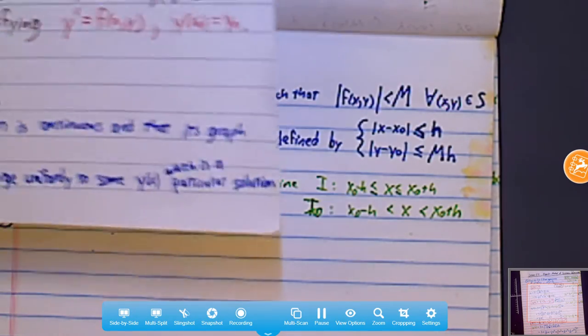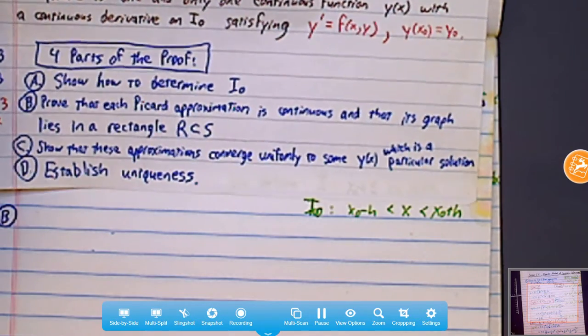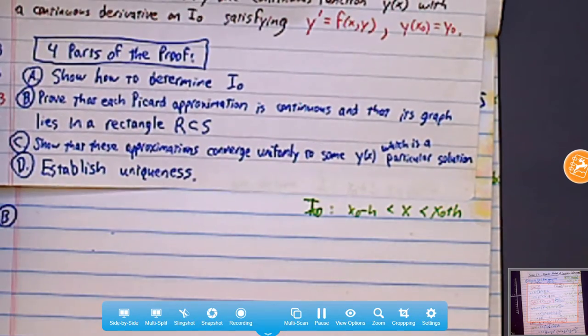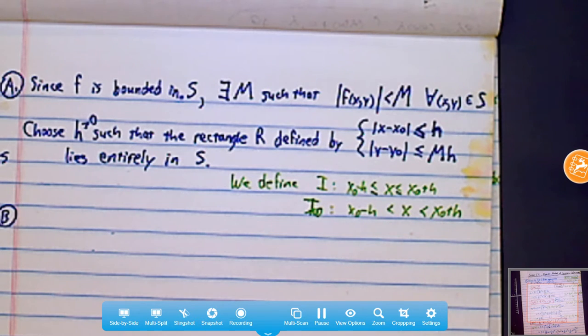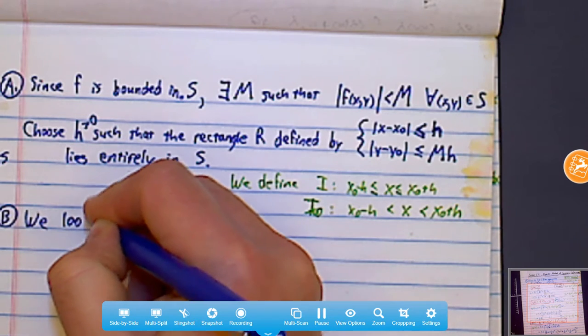Part B. Prove that each Picard approximation is continuous and that its graph lies in this rectangle. Now, that's interesting. We're going to now do Picard approximations like we did last week, and we're going to show that each one of them is continuous and lies in this interval we just defined. Do you guys remember what the first Picard iterate was? The first Picard approximation?